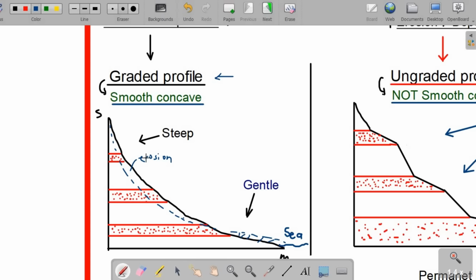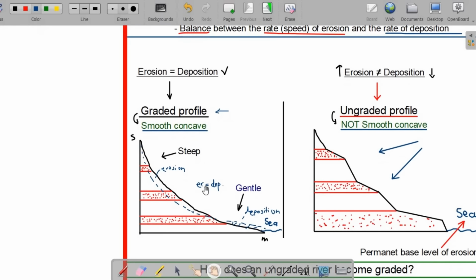Erosion at the upper course is equal to deposition here at the lower course. So in that way, the smooth concave profile is preserved like that. So it's simple like that, guys. If I have the rate of erosion equaling the rate of deposition, then I am going to develop this profile. So again, if the rate of erosion is equal to the rate of deposition, then you're always going to have a graded profile, a smooth concave profile.